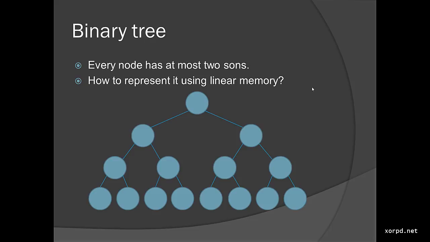At this point, I don't want to deal with what we can do with a binary tree. I want to deal with how to represent it using linear memory, just as an example of what we can do with our linear memory.